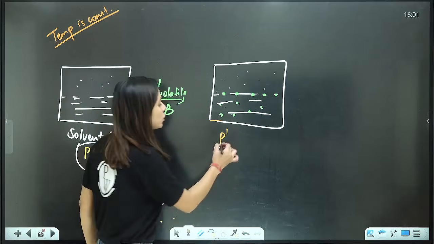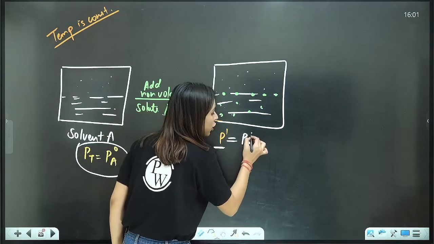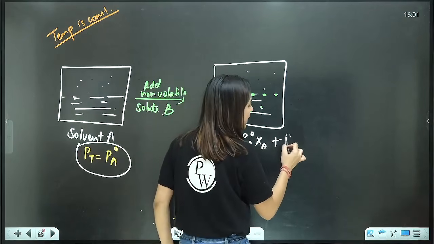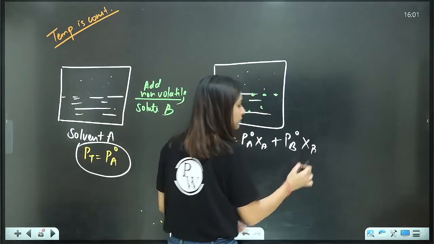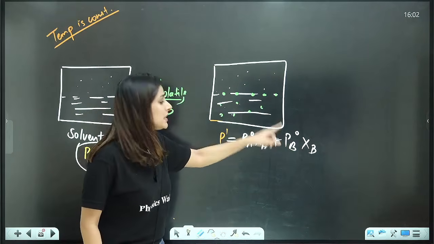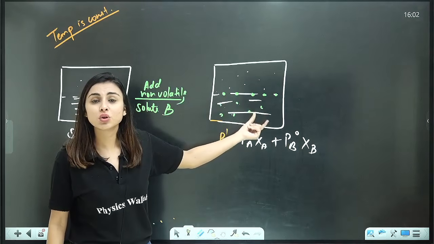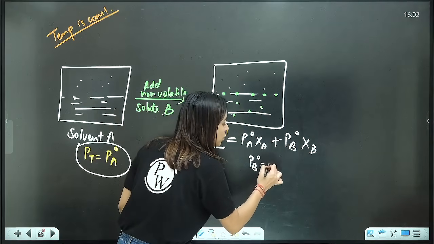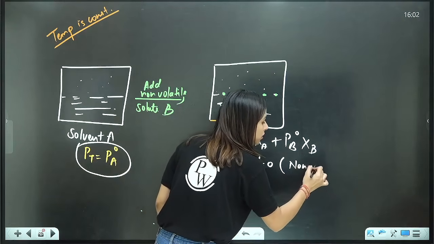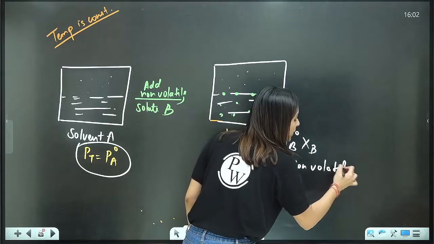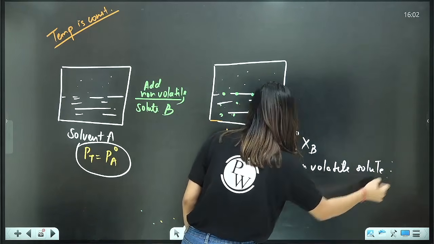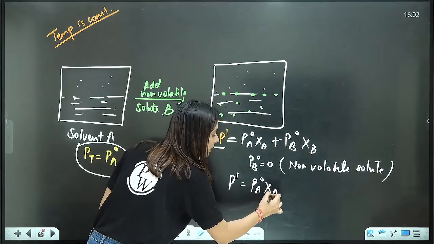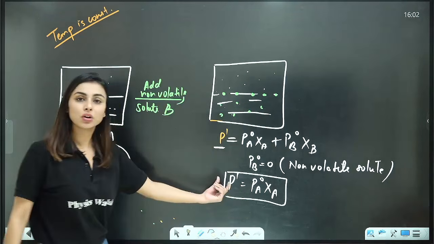If fewer molecules have the opportunity to go outside, we can say that this P dash pressure would be equal to PA naught XA, that is mole fraction of A, plus PB naught XB. And since B is a non-volatile solute, PB naught is equal to 0. So we can say that P dash is equal to PA naught XA. Yes or no?